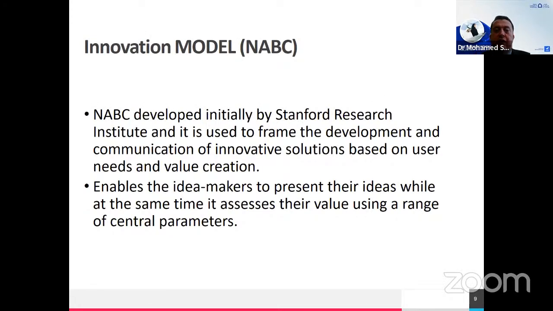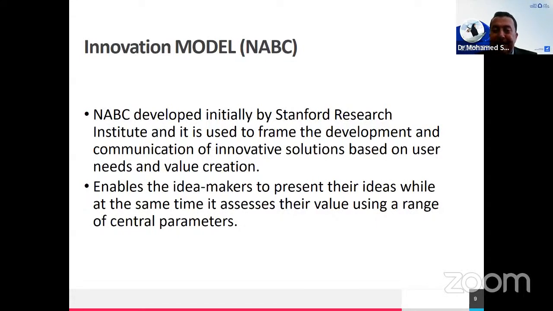Now let's talk about the innovation model that I have chosen to talk about today. I've chosen this method because it was developed by a university research institute, and it is used to frame the development and communication of innovative solutions based on user needs and value creation. It will enable idea makers to present their idea and at the same time increase its value using a range of central parameters.